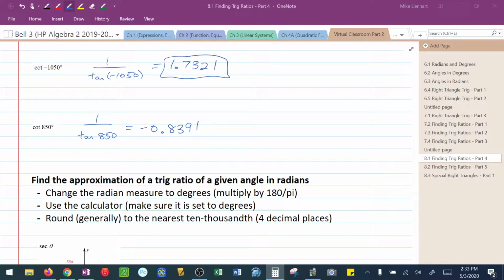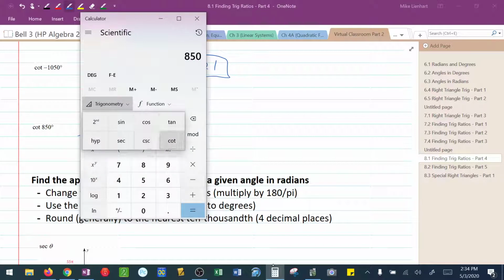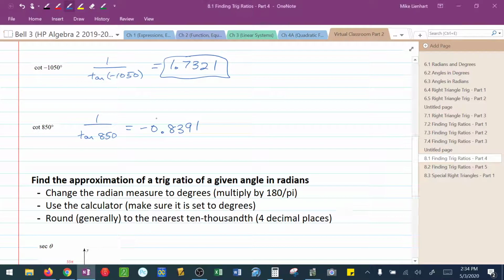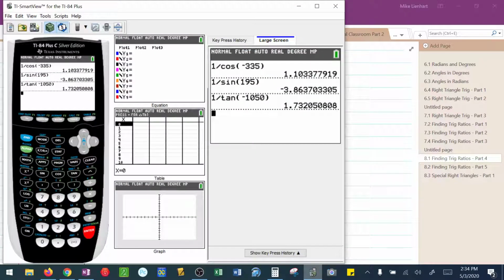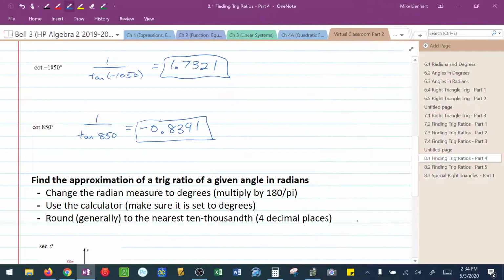I just noticed something on here too. I'm wondering if this would work. The cotangent of 850 on this calculator. If I hit trig, there is a cotangent button. Look at that, I get the same answer. I didn't know that that existed on this calculator until now. You learn something new every day. Do we have that on the graphing calculator? Not to my knowledge, at least. It might be under one of the math things, but I'm not aware of it. That's why I always just rely on 1 over, or knowing the reciprocals.